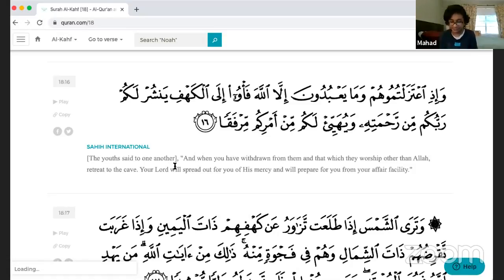You would say to one another, and when you have withdrawn from them and that which they worship other than Allah, retreat to the cave. Your Lord will spread out for you of his mercy and will prepare for you from your affair facility.